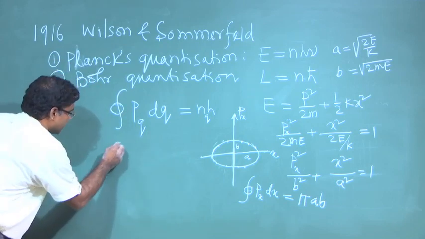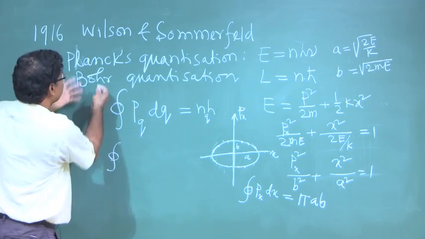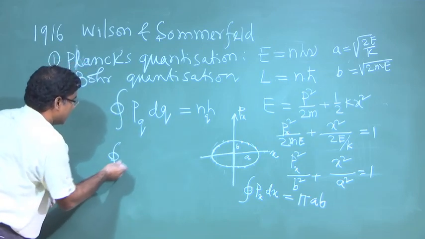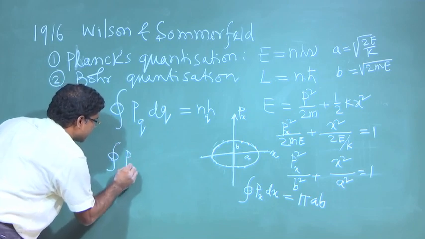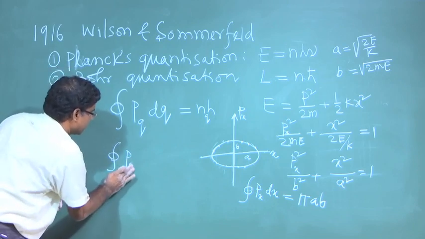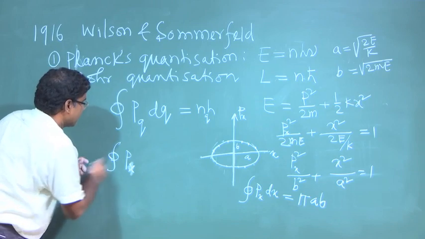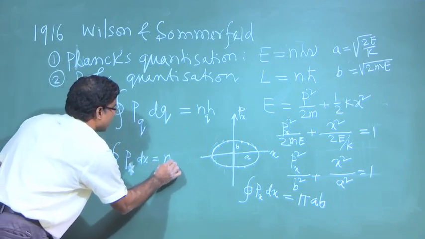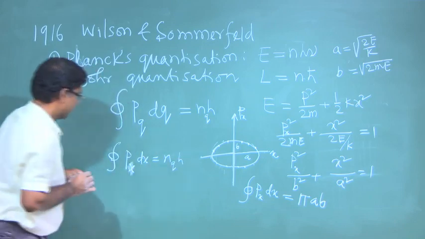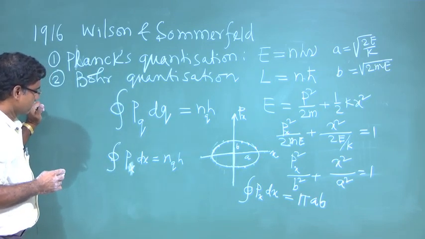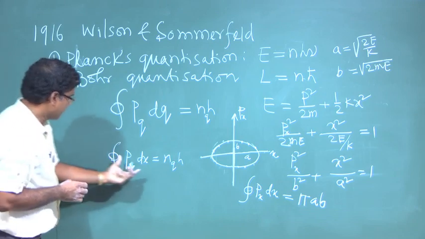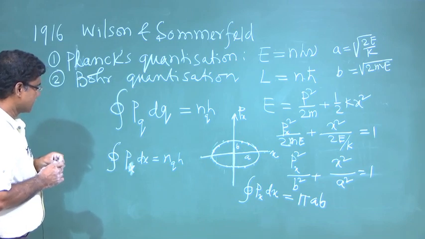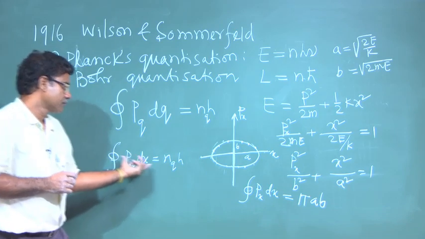So, here, if I start from quantization, that action integral, p q, which in our case is p x, and then dx, equals n q h. Now, from here, what you are getting is the integration of p x dx.